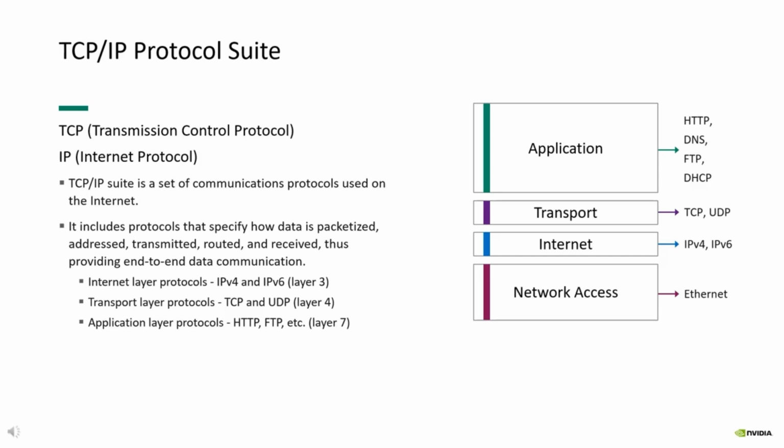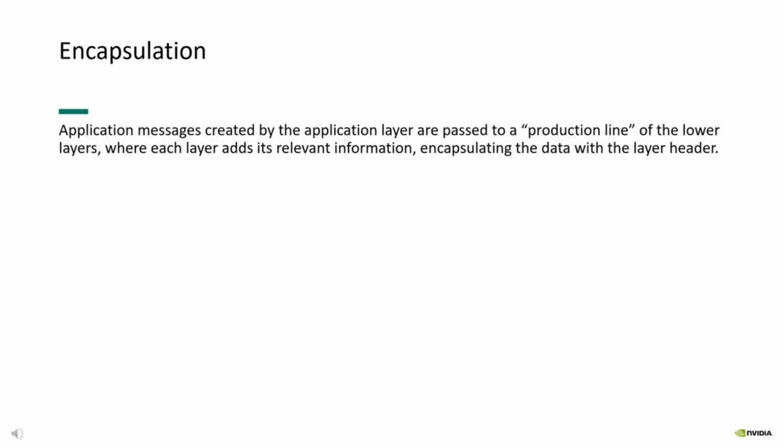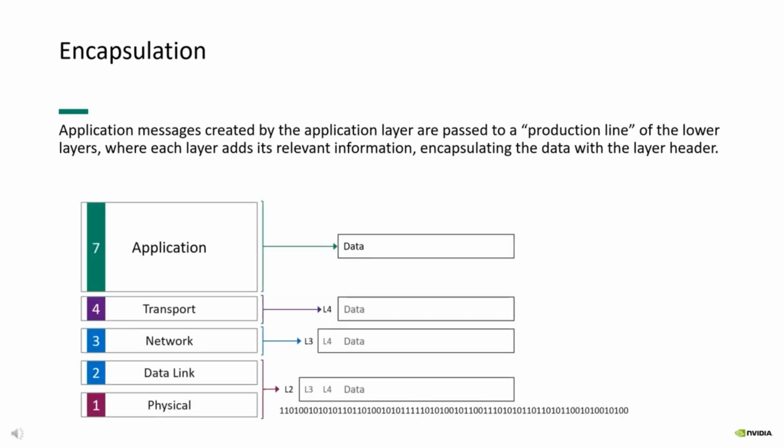We'll cover some of these protocols in more details in the following units. In order to understand how data is transmitted between applications, it's important to understand what encapsulation is. The sending application creates messages that are passed to a production line of the lower layers, where each layer adds its relevant information in a process known as encapsulating the data with a layer header.